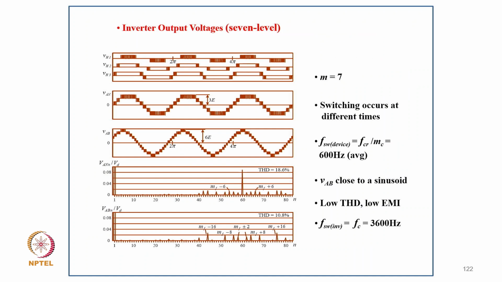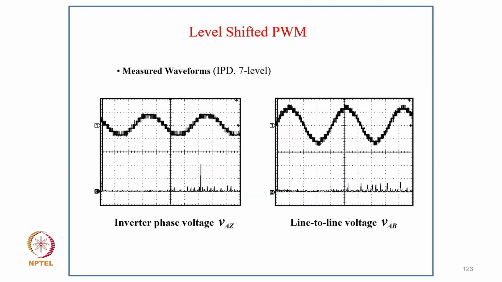So M equals 7, so switching occurs at different times, and F switching equals FCR divided by MC, that is 600, and VAB is close to sinusoidal, with low THD and low EMI. And with F switching equal to FC equal to 3600, THD reduces to typically here phase voltage about 18.6 and line voltage 10.8%.